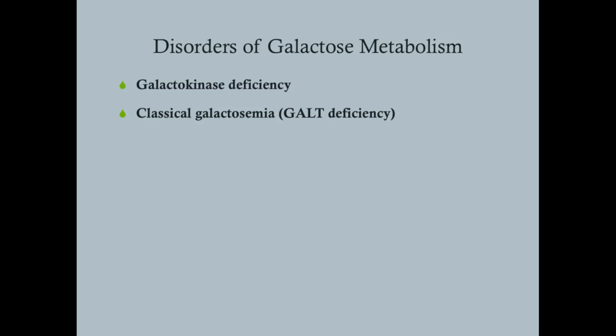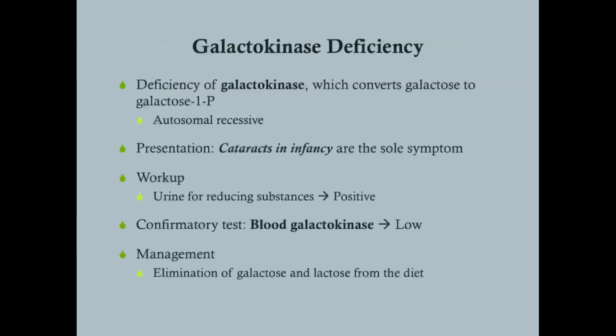Okay, now two disorders of galactose metabolism. We're going to talk about galactokinase deficiency and classical galactosemia, otherwise known as GALT deficiency. So galactokinase deficiency is a deficiency, of course, of galactokinase, which is the first enzyme in galactose metabolism. It's where we convert galactose to galactose 1-phosphate. This is an autosomal recessive disorder, and the presentation of galactokinase deficiency is quite simple.